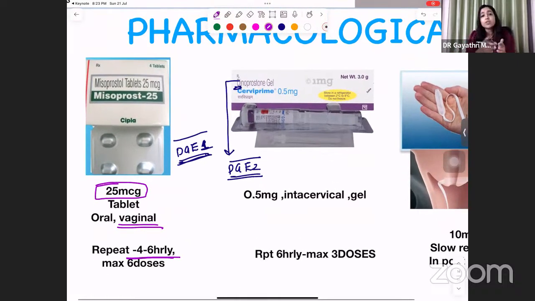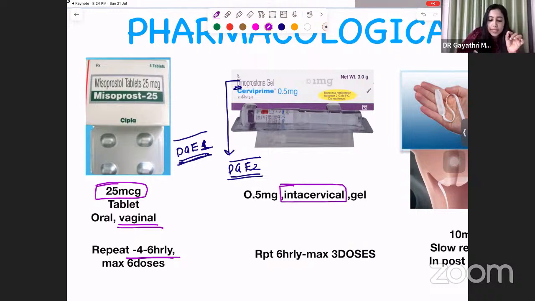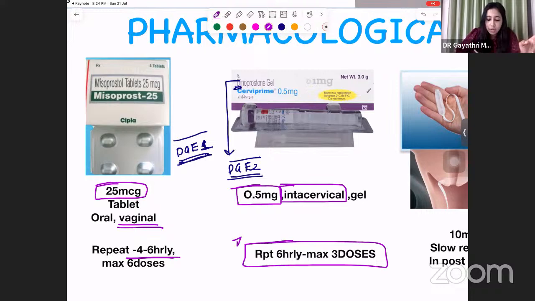So again, the next is your dinoprostone. It is basically a gel. So where do you insert it? It is intracervical instillation. Please note it's not intravaginal, it is intracervical. The dosing is 0.5 milligram. We usually repeat it 6 hourly, maximum 3 doses. Again, important, 6 hourly, maximum 3 doses.